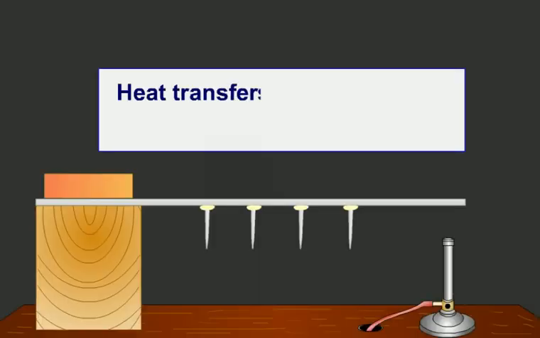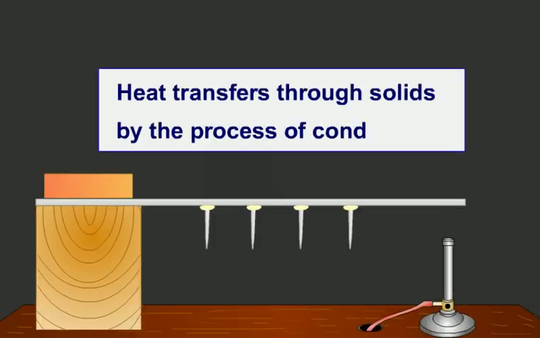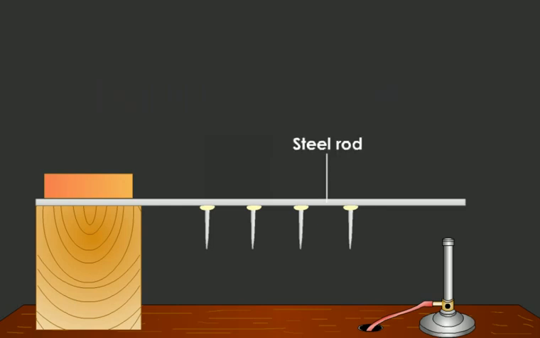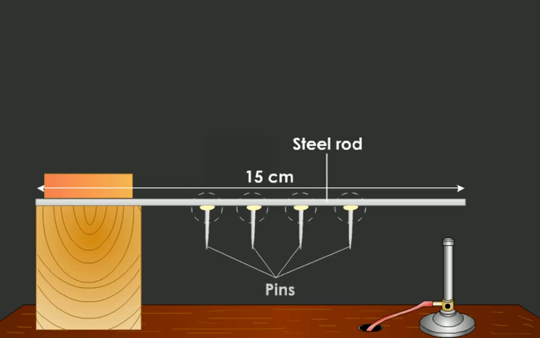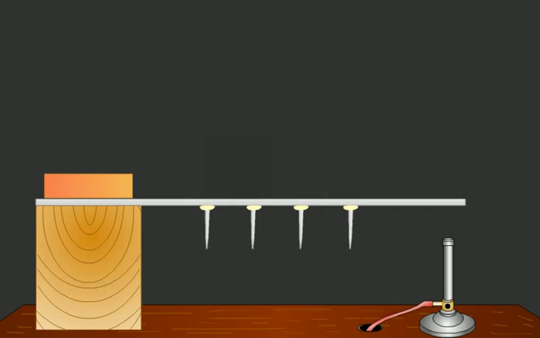Students, heat transfers through solids by the process of conduction. Here is an activity for you. For this, take an iron or steel rod of about 15 centimeter length. Fix 4 pins with the help of wax on the rod. Place the rod on a wooden block as shown in the figure and hold it in its position by a brick. Now, heat the other end of the rod by means of a lamp or a burner.